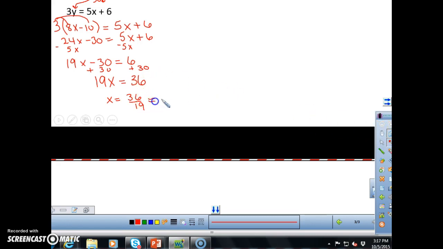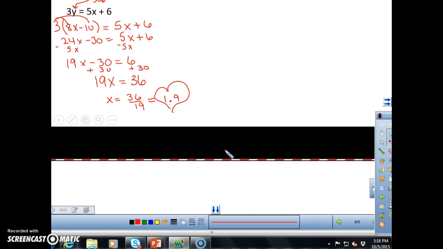Let's round it. What is it? 1 point what? 1.9. 1.9. We're going to use that as the decimal, okay? I think that was supposed to be an 8. Sorry, we can work with it. So this is what x equals. And draw a heart around it.